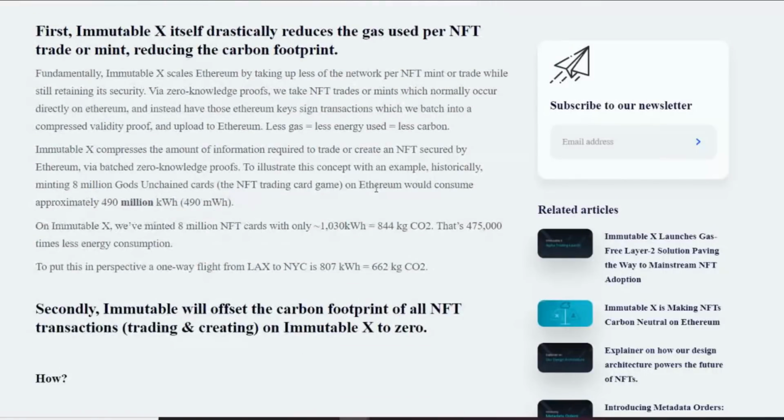So like I said, gas fees will be reduced, and what is really nice is if you have a look, traditionally there are 490 million kilowatt hours of electricity consumed, which is quite a lot. But now there is only 1,000 kilowatt hours, and that comes out to the equivalent of 844 kilograms of CO2, which is 475,000 times less than without Immutable X. And that is a lot.